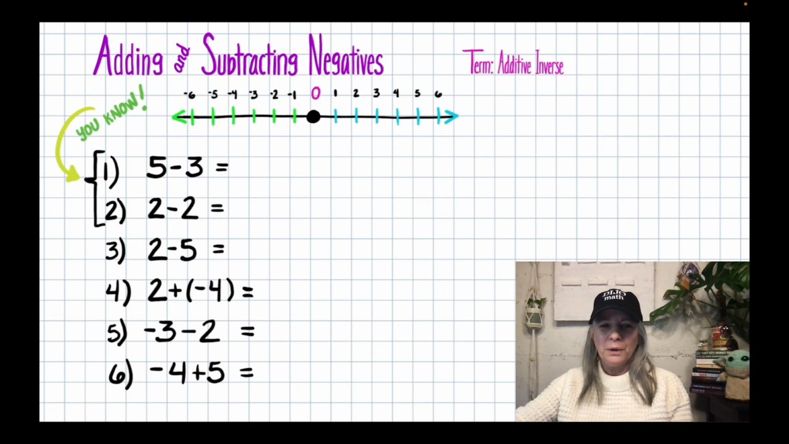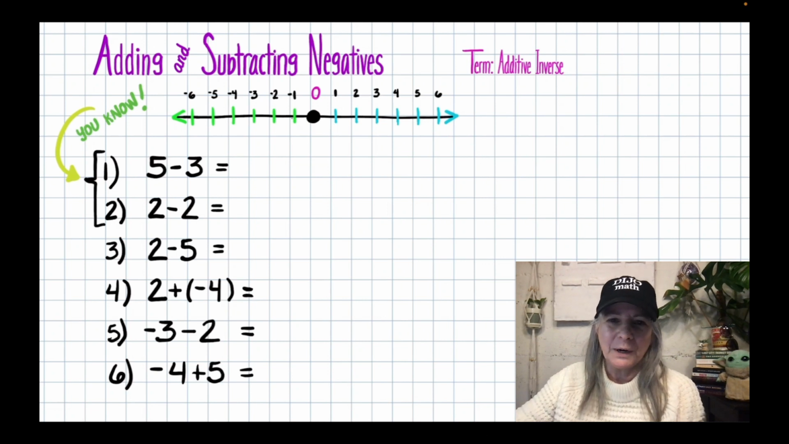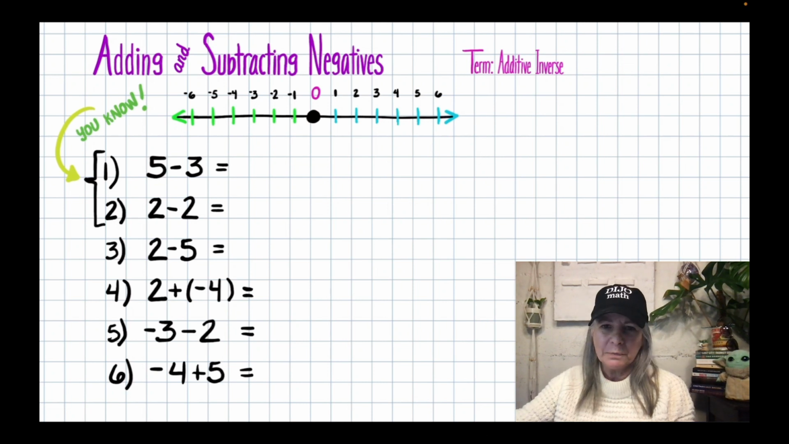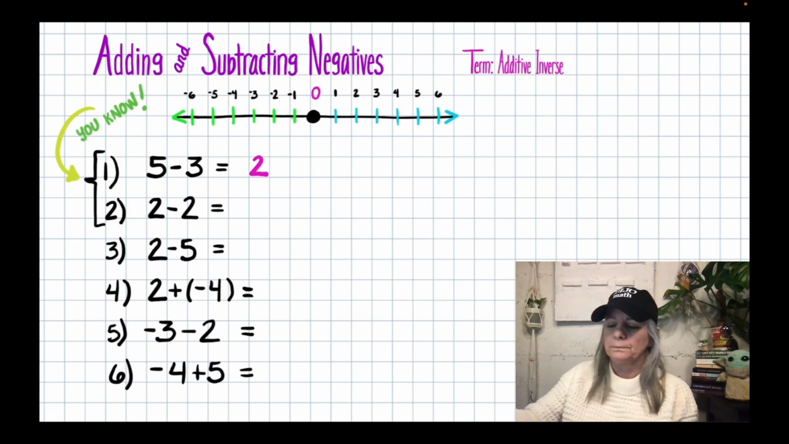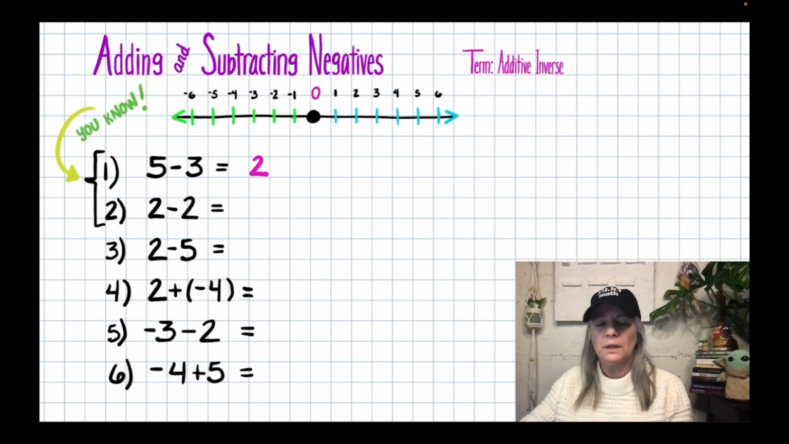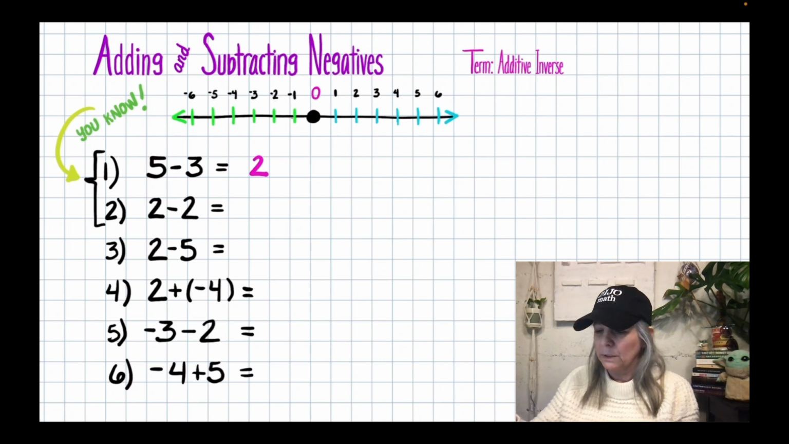Okay, so we're going to talk about adding and subtracting negatives. So this very first problem, 5 minus 3, I'm sure you probably know the answer to that, and that is 2. But I want to show you on the number line what that looks like, because we're going to use the number line for some more difficult problems to help us to get the answer pretty quickly.